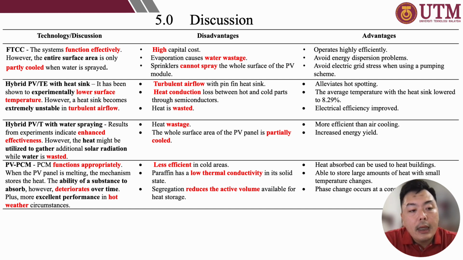Photovoltaic with PCM cooling functions appropriately. When the PCM is melting, the mechanism stores the heat from the PV panel. The ability of the substance to absorb heat, however, deteriorates over time. Plus, it has more excellent performance in hot weather. Among the disadvantages are it is less efficient in cold areas. Paraffin has low thermal conductivity in its solid state. Segregation reduces the active volume available for heat storage.